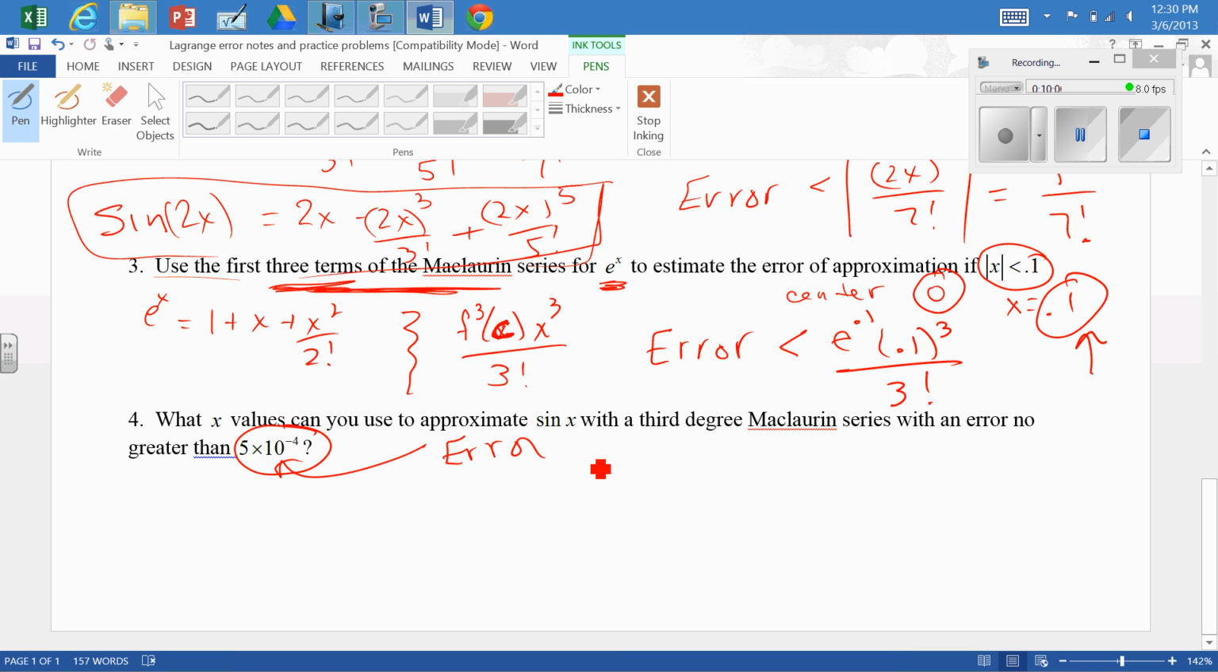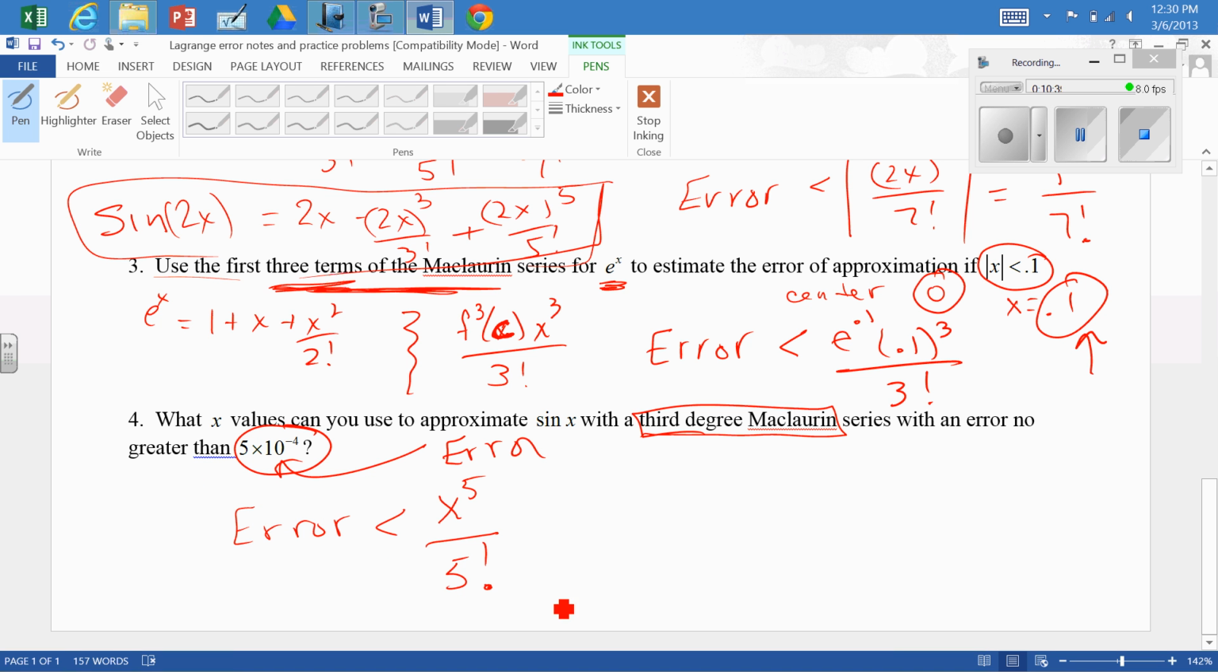All right, sine is alternating. Third degree, that means we're going to go to the fifth degree term because the fourth degree in sine is vanishing. So I know my error has to be less than the fifth degree term. So we're looking at x to the fifth over 5 factorial. We're trying to figure out the x values where the error will be no greater than that.